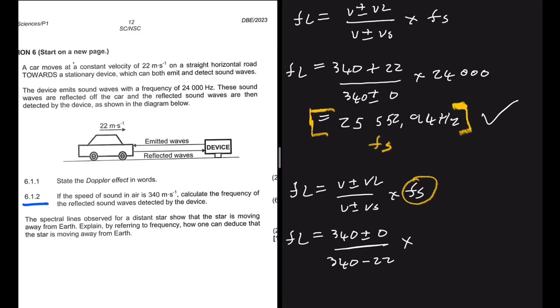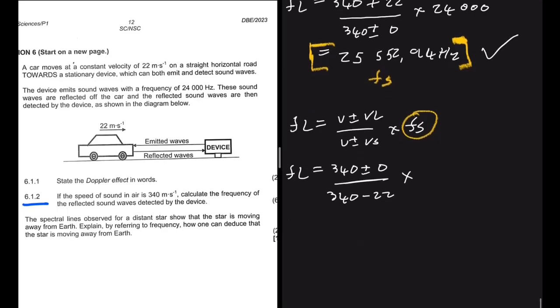This is the trick of the question. As soon as you can wrap your head around the concept, then you're essentially done. So multiplied by 25,552.94 hertz, I'm getting 27,320.75 hertz. That is the frequency of the reflected sound waves detected by the device.